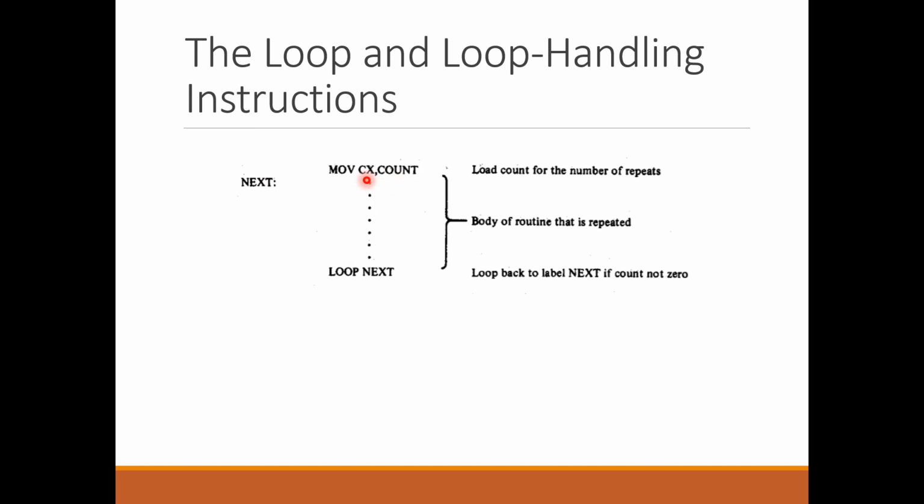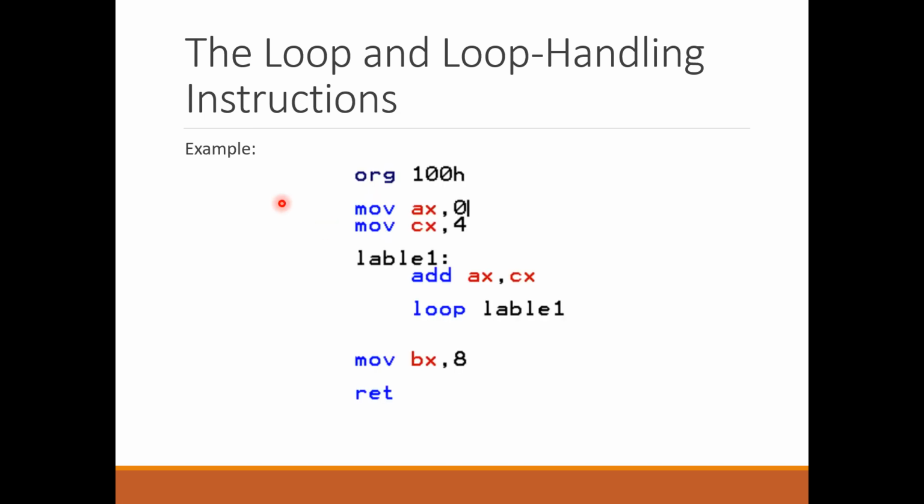0. And every time the loop is executed one time, the value of CX is decremented by 1. This is the basic example of a loop. For example, we have MOV AX, 0 and MOV CX, 4. We have initialized our counter to 4. That means the loop at the bottom is going to be executed 4 times, and inside it we have a label named label 1. You can name it any name you want.